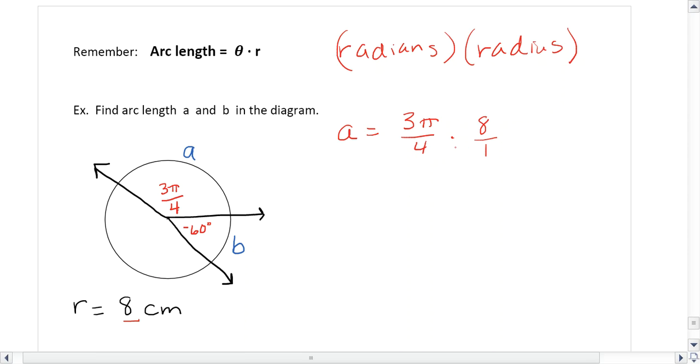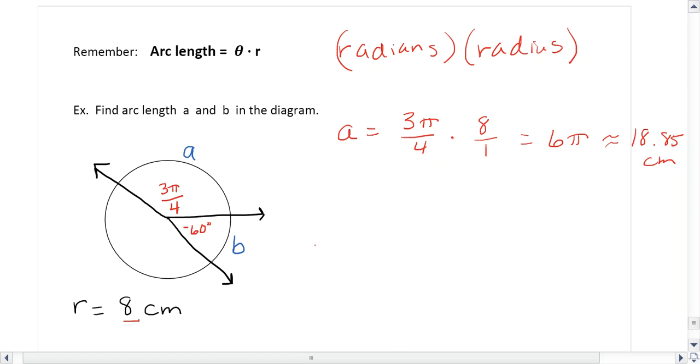I'll write that as 8 over 1. And if you multiply that out, 24 divided by 4 is 6. So the arc length is 6 pi. And if we were asked to find it to the nearest tenth or hundredth of a centimeter, just multiply 6 times pi, and that gives me an approximate measurement of 18.85 centimeters.